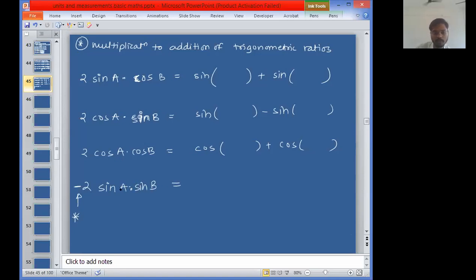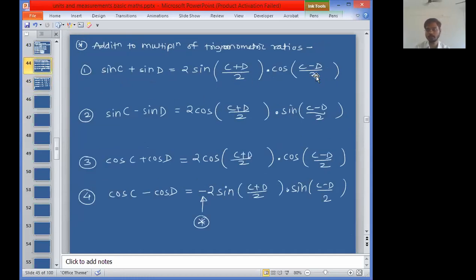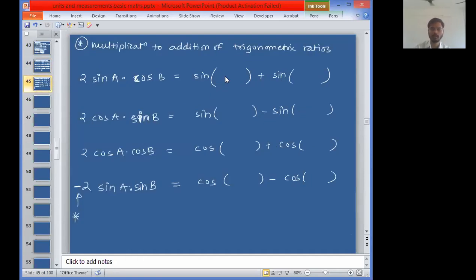Now we have the multiplication here, sin A multiplied by sin B. So minus 2 sin sine is cos minus cos. Sir, what is inside the bracket? What was inside the previous bracket? Addition upon 2 and subtraction upon 2. In the first bracket we had addition upon 2, in the second bracket we had subtraction upon 2. But here we have only addition, A plus B, and here we have only subtraction, A minus B.